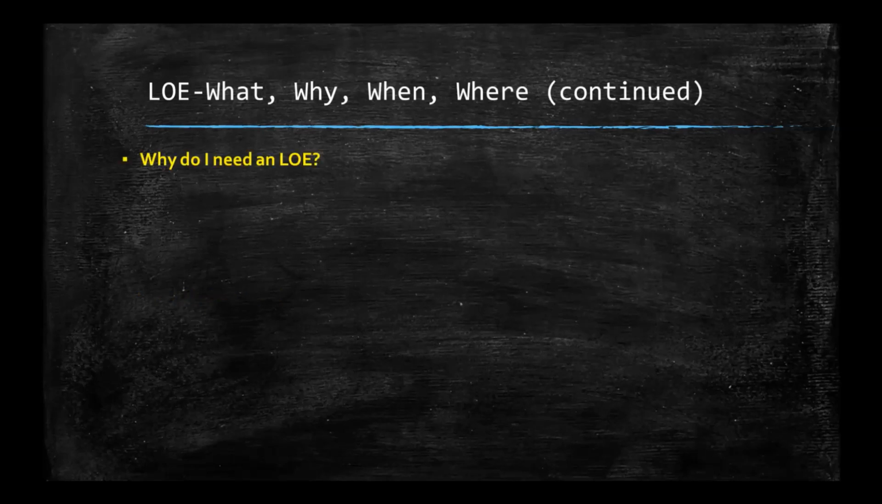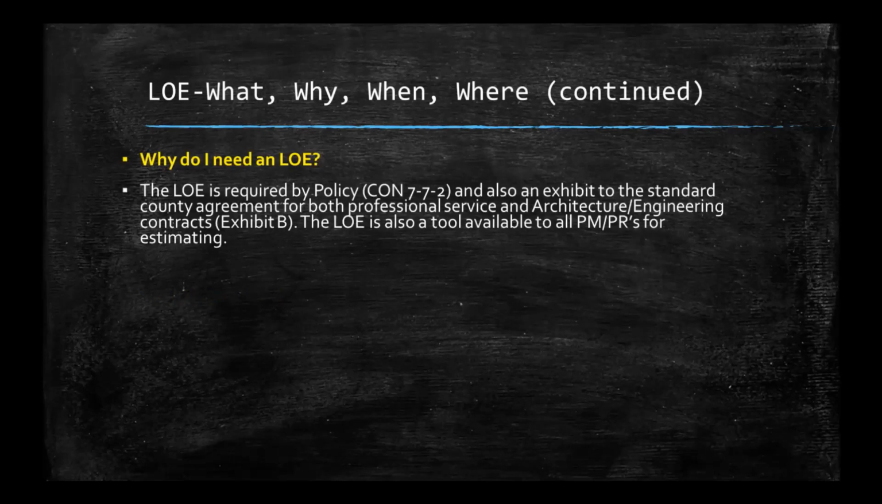Why do I need an LOE? The LOE is required by policy Con 772 and is also an exhibit to the standard county agreement for both professional service and architecture engineering contracts. The LOE is also a tool available to all PMs and PRs for estimating purposes.